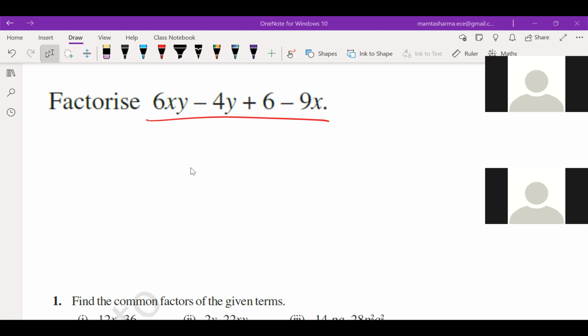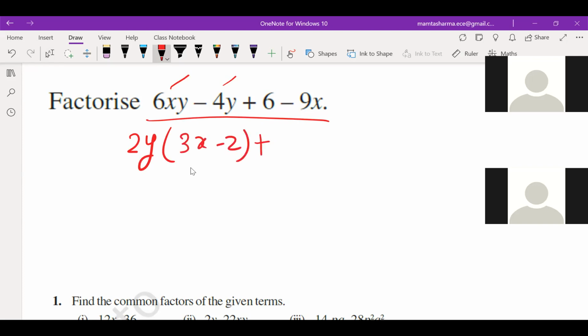In the first two terms, which term is common? 2 and y, ma'am. 2y. Okay, if I take 2y common, then what will be left? 3x minus 2, ma'am.